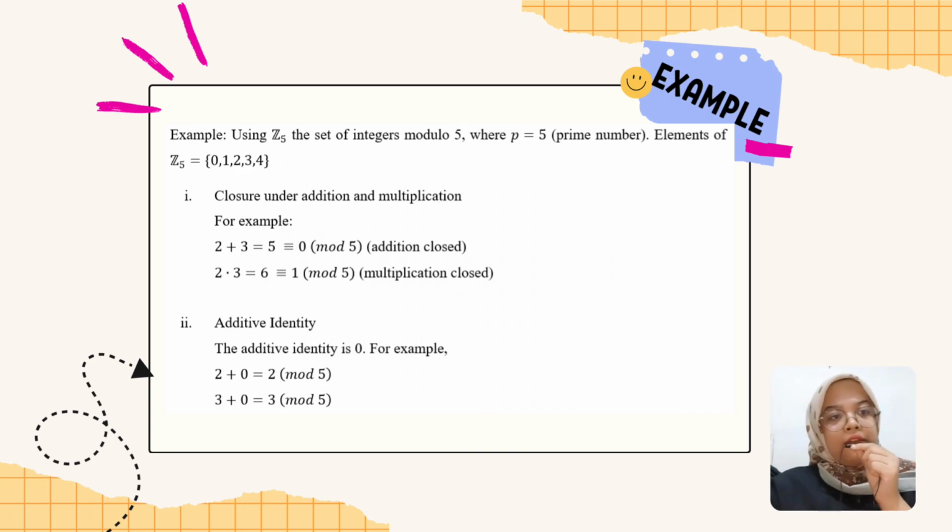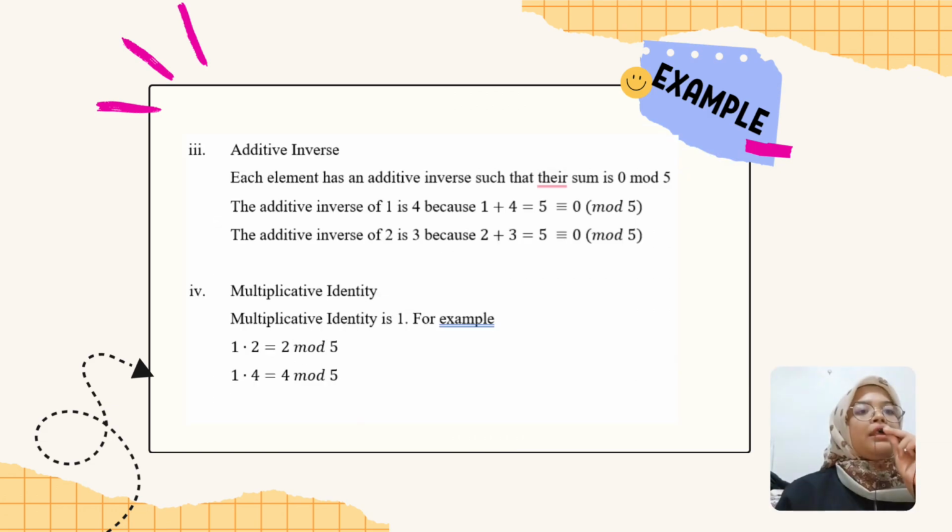Second is the additive identity. The additive identity is 0. For example, 2 plus 0 equal to 2 mod 5, 3 plus 0 equal to 3 mod 5. Next is additive inverse. Each element has an additive inverse such that their sum is 0 mod 5. The additive inverse of 1 is 4 because 1 plus 4 equal to 5, which is 0 mod 5. The additive inverse of 2 is 3 because 2 plus 3 equal to 5, 0 mod 5.